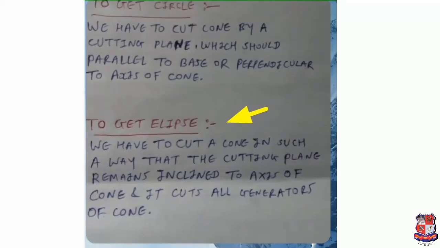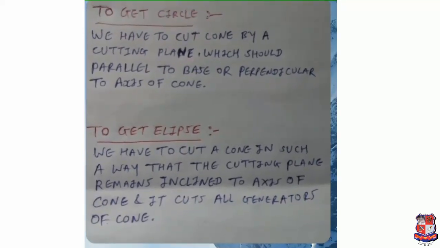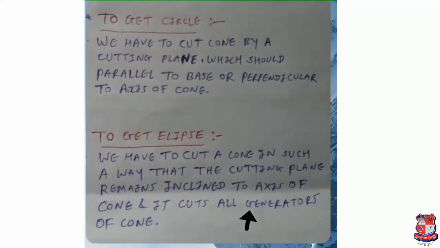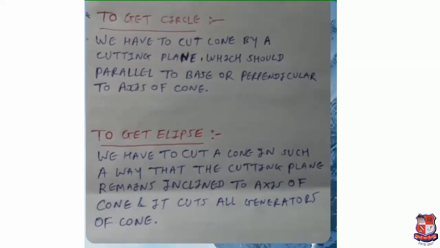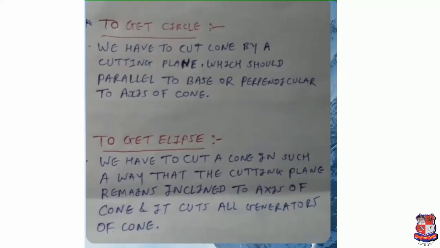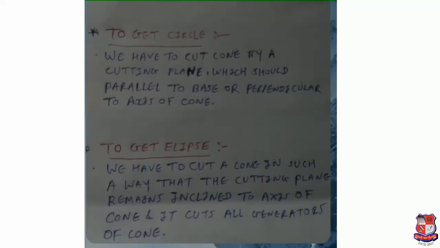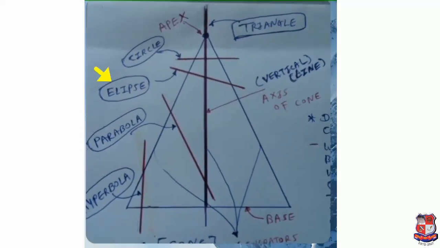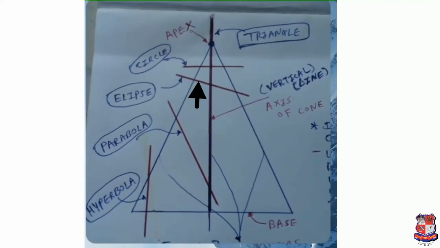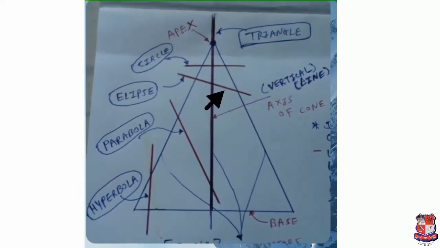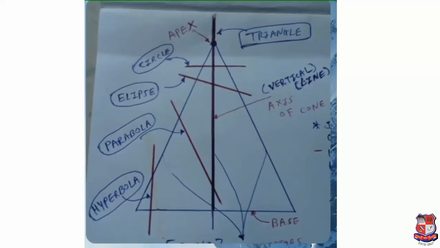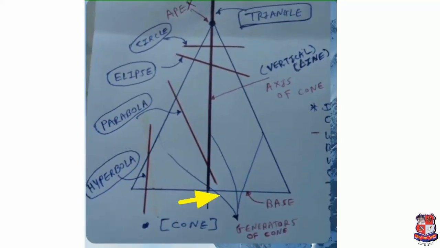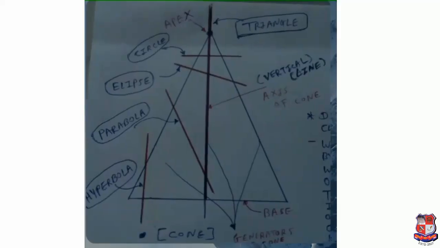After that we talk about ellipse. How to get ellipse? Here we have to cut a cone in such a way that the cutting plane remains inclined to the axis of the cone and it cuts all generators of the cone. Here you have to remember, it cuts all generators of the cone. Okay, so let's see it on the diagram. So here you can see that we are getting ellipse. Here we have cut the cone in such a way that the cutting plane remains inclined to the axis of the cone. Understood? And it cuts all generators of the cone. Okay, these are the generators of the cone. Understood?